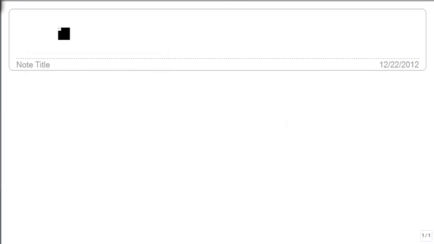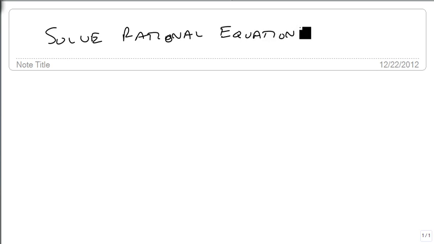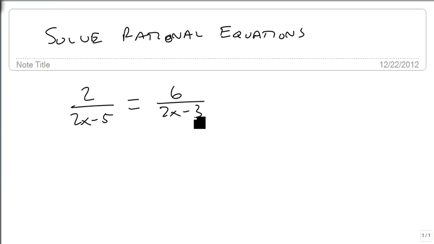Let's solve rational equations. So we're going to start with a very simple example. Suppose we have 2 over 2x minus 5 equals 6 over 2x minus 3.